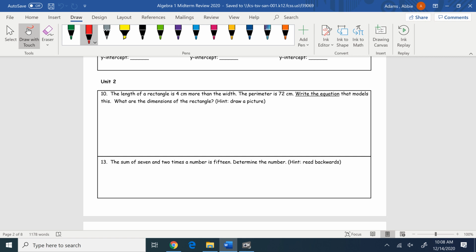It says for question 10, the length of a rectangle is 4 centimeters more than the width. The perimeter is 72 centimeters. Write the equation that models this. And then it says what are the dimensions of the rectangle. So it says to draw a picture, which may help you out greatly. It also said we have two things that we need to do. Write the equation and then find the dimensions of the rectangle. So let's start off just by drawing out a rectangle.